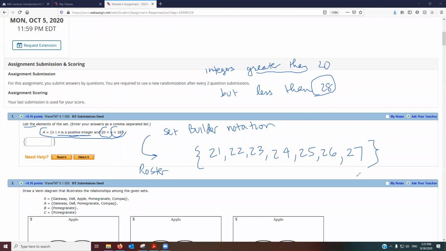So this definition is really telling me to list out all the numbers starting at 21 and ending at 27, because that's what this criteria is telling me. And of course, I got to put a comma in between all of them.